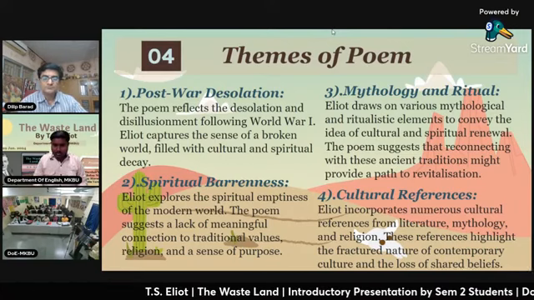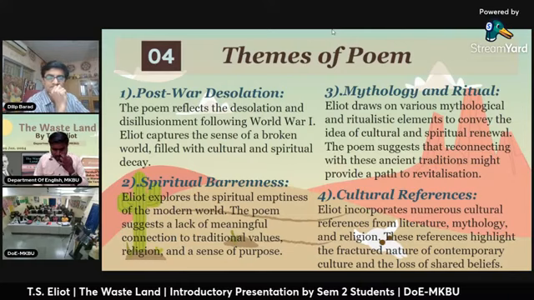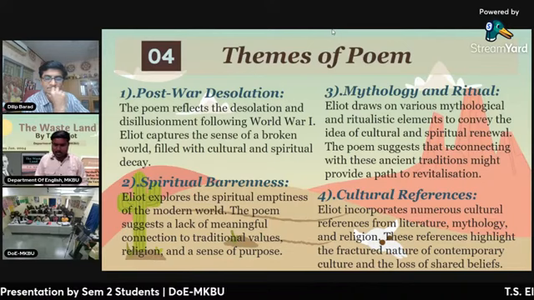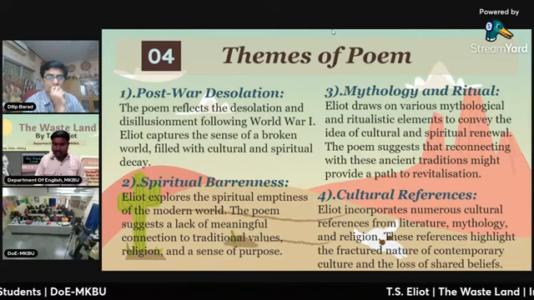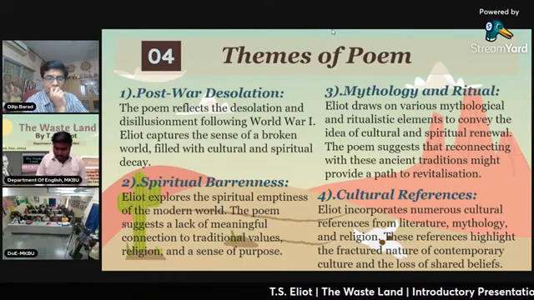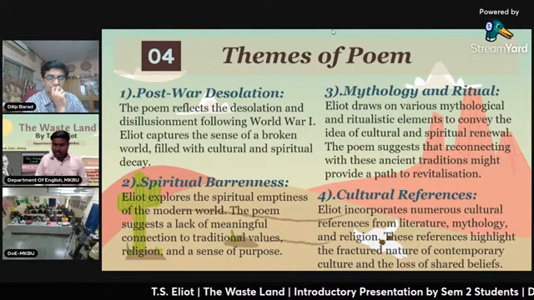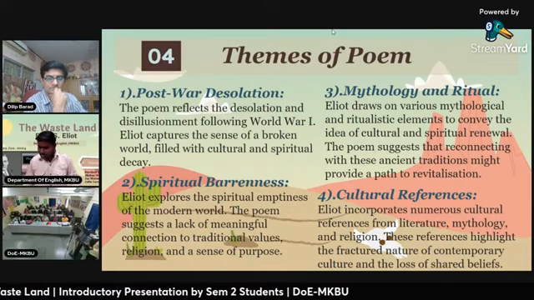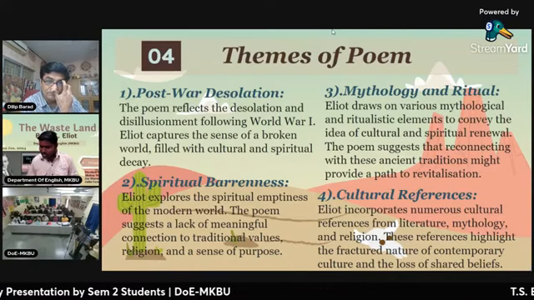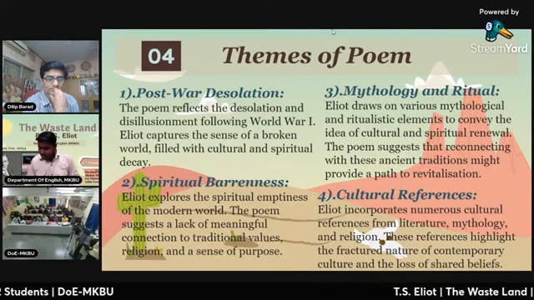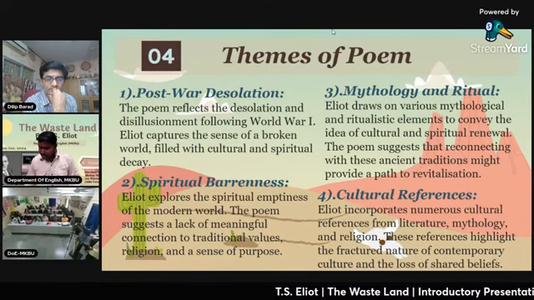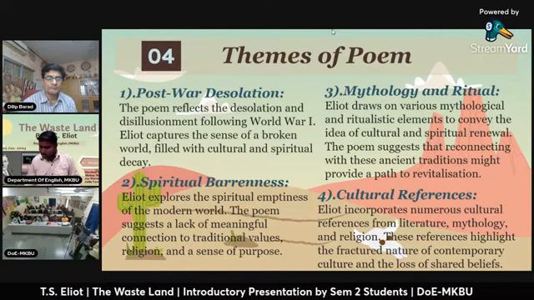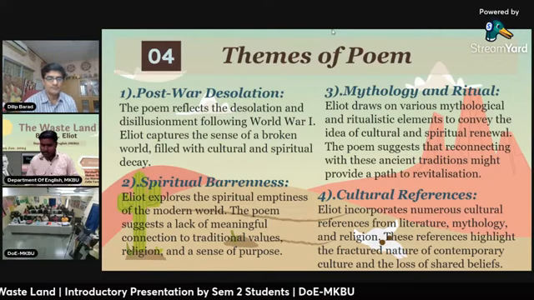Eliot incorporates numerous cultural references from literature, mythology, and religion. These references highlight the fractured nature of contemporary culture and the loss of shared belief. By this theme, the poem uses words and ideas from different cultures and religions to show that our society is a bit confused and has lost some of its shared beliefs.